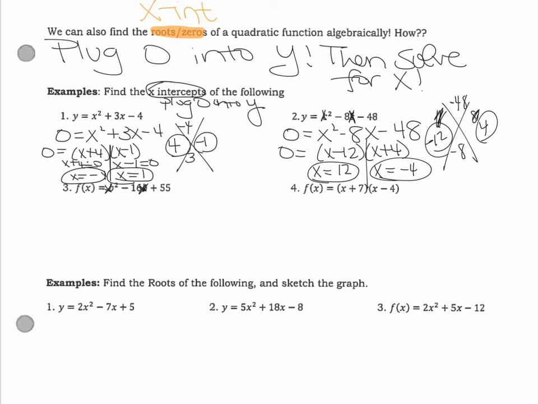How do you find x-intercepts? Plug 0 into y. I don't see a y. Well, f of x means the same thing as y, so plug in 0.